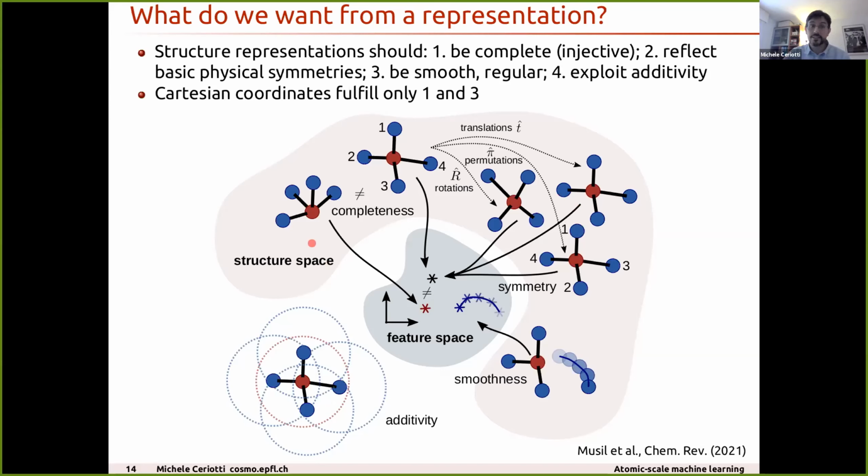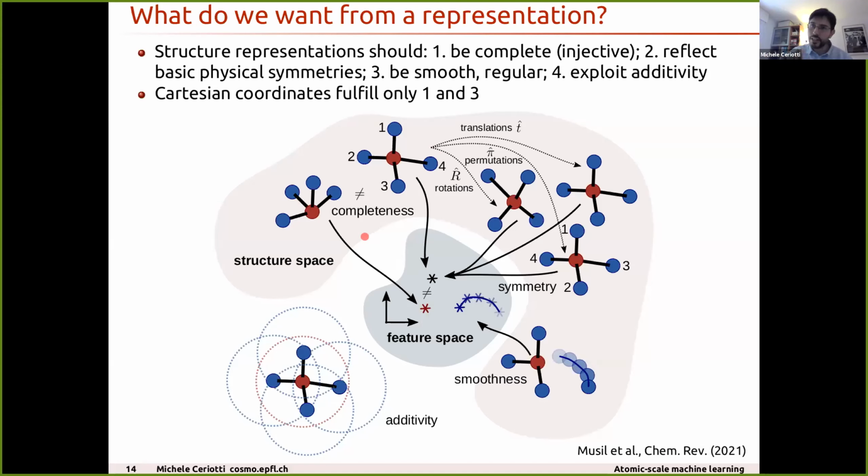So for starters, and this might sound trivial, but it's not, you want your mapping between a structure and the feature space to be complete, or more rigorously, injective. So if you have two structures that are distinct, they should be mapped to different points in feature space, because otherwise, no matter how sophisticated your machine learning model is, you will never be able to predict different properties for structures that are different.